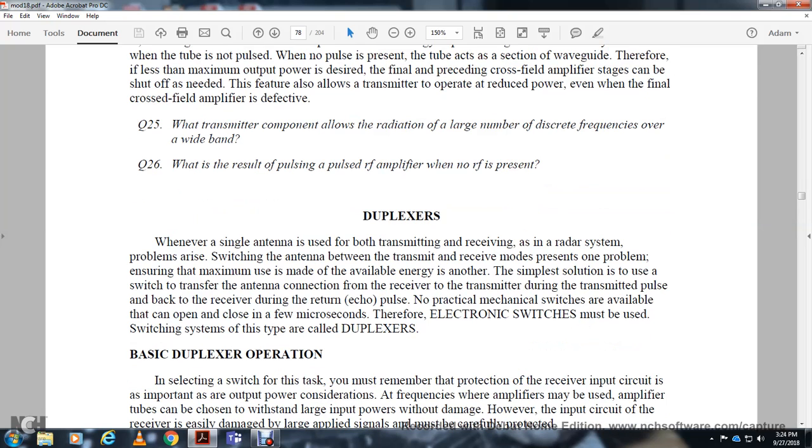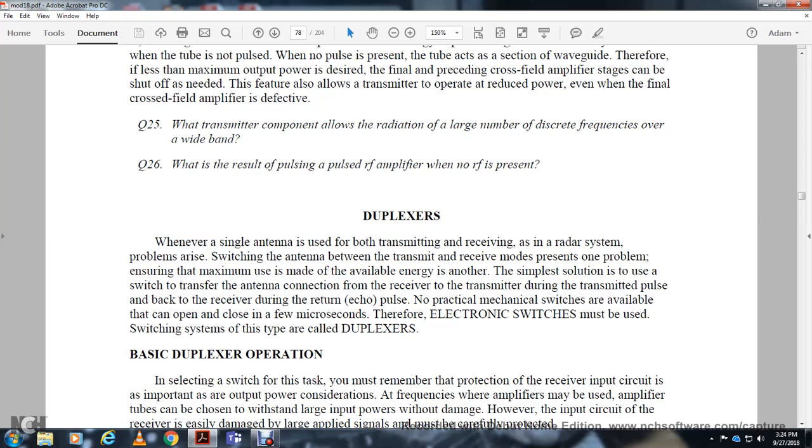Now, the duplexer. When a single antenna is used for both transmitting and receiving, problems arise in switching the antenna between the transmit and receive modes. One problem is ensuring the maximum use of the power made available. The simple solution is a switch to transfer the antenna, connecting it to the transmitter during the transmitted pulse and to the receiver during the return echo pulse. There are no practical mechanical switches that can open and close within a few microseconds. Therefore, electronic switches must be used.